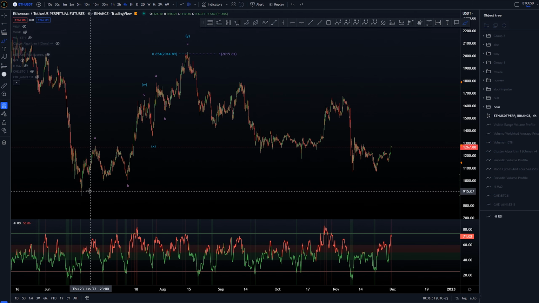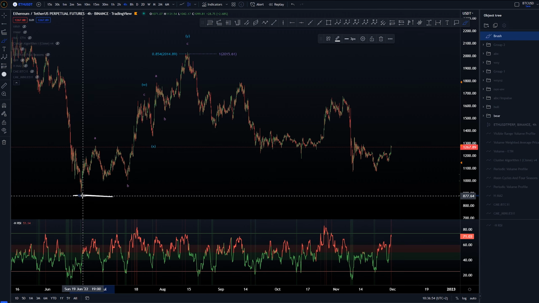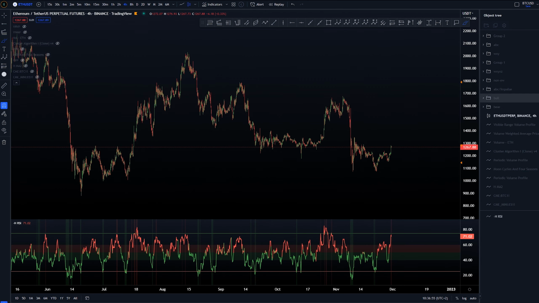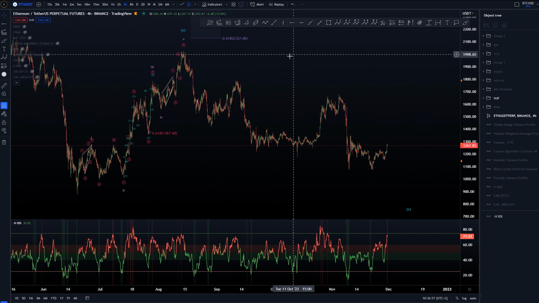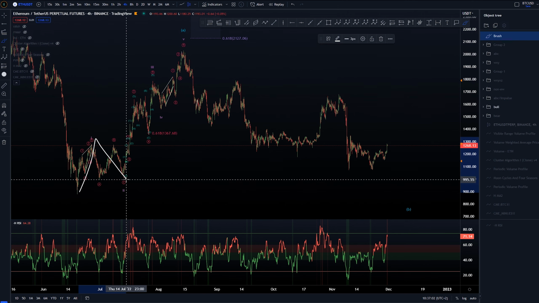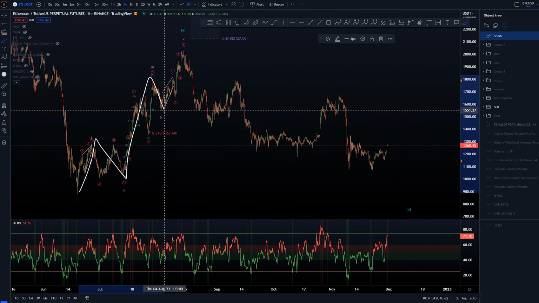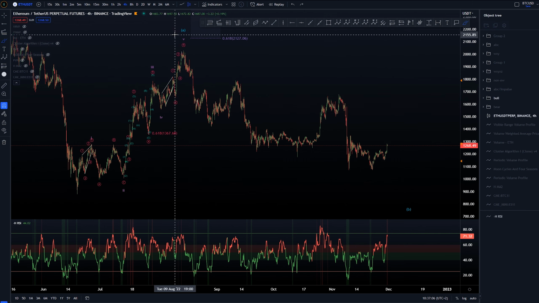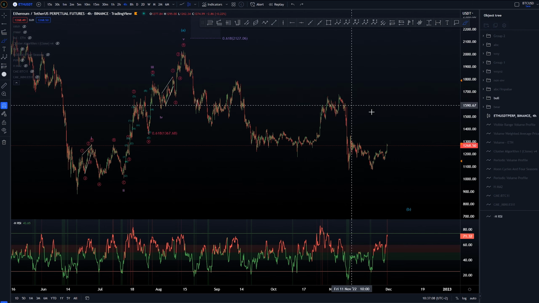The likeliness of this count goes way up if we take out these lows. Again, there is a bullish option which I somewhat prefer because it looks pretty good. This would be a 1-2, then we would have this as a 3, 4 and 5 into an A wave. This is the only bullish option we have here.